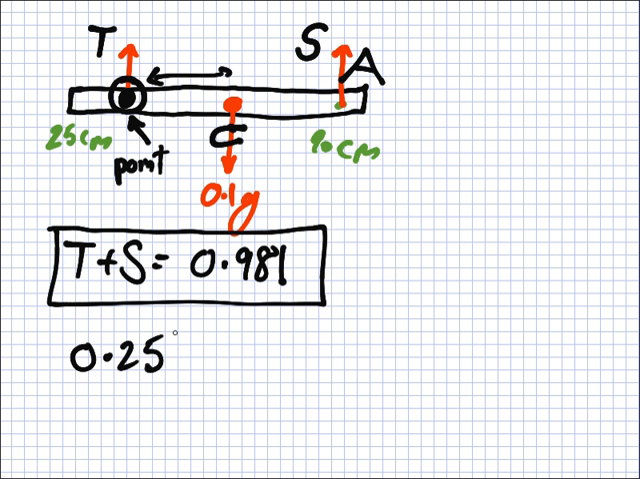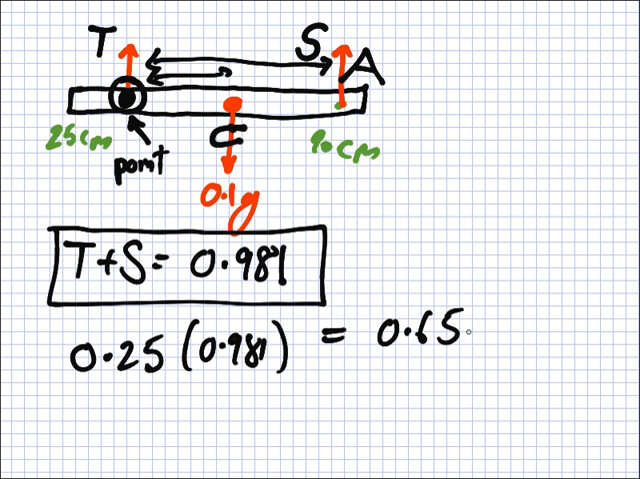Yeah? And we times that by 0.981. And that should equal, what is the distance from here to here now? Well, that's between 25 and 90. So what's that, 65? Yeah? 0.65 times S. S, yes? S is the force, isn't it?